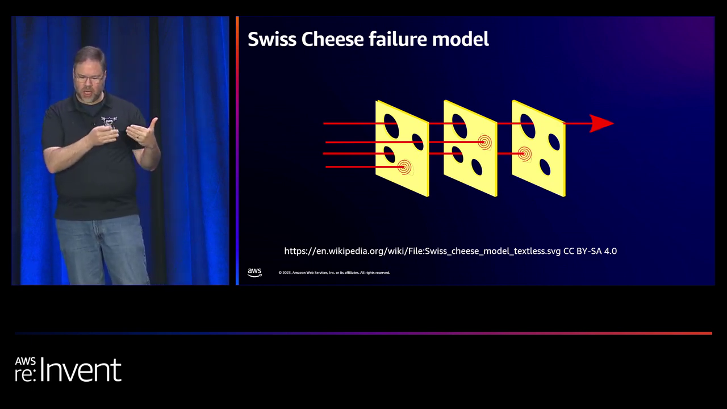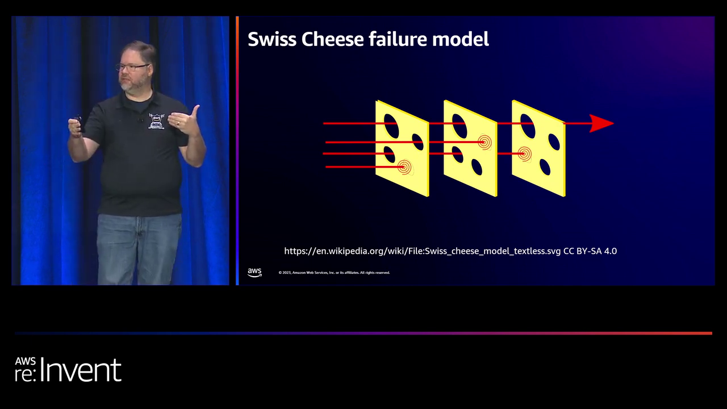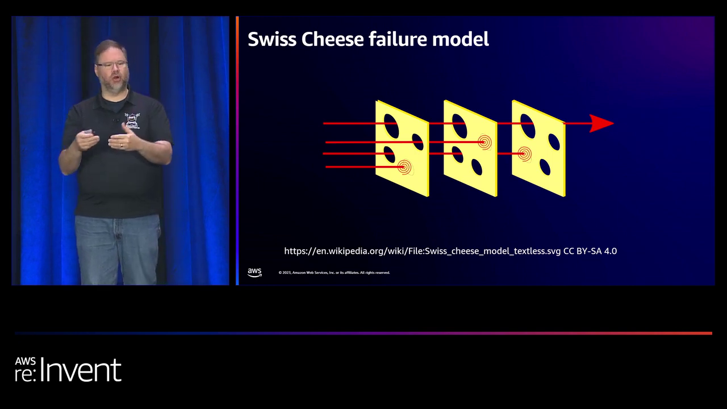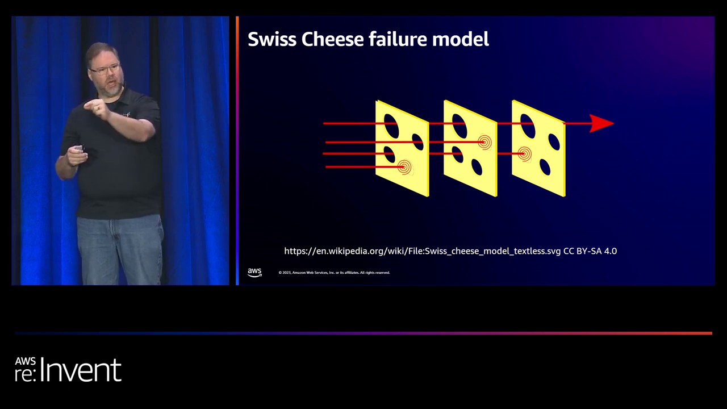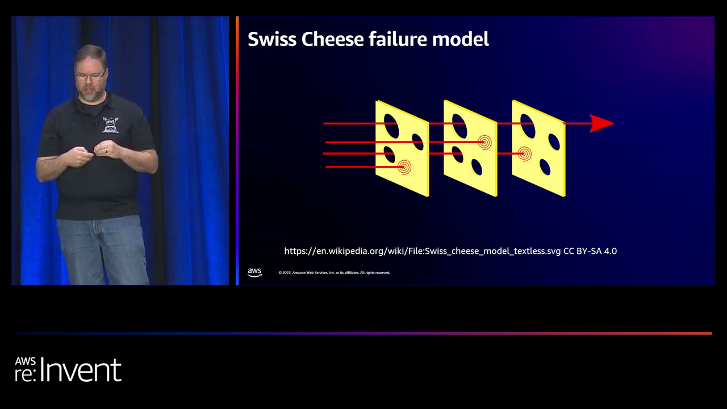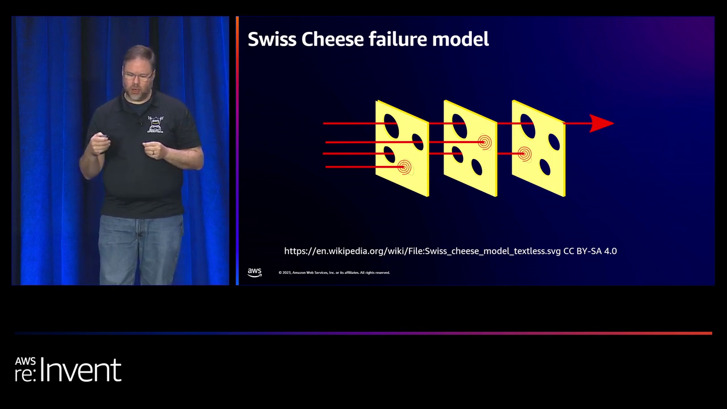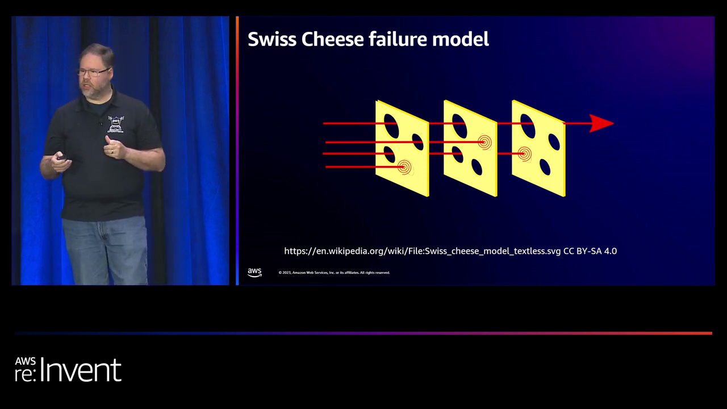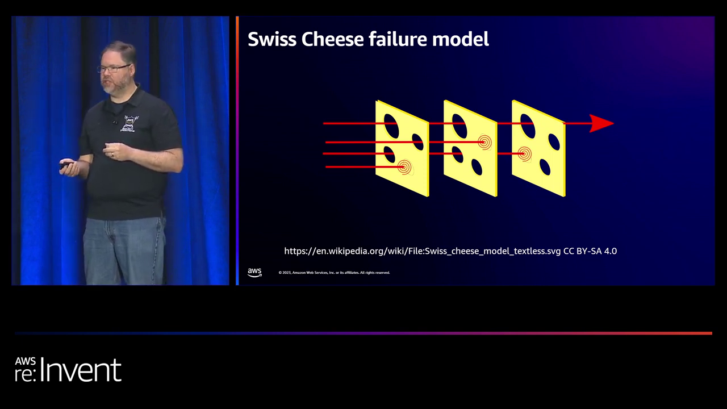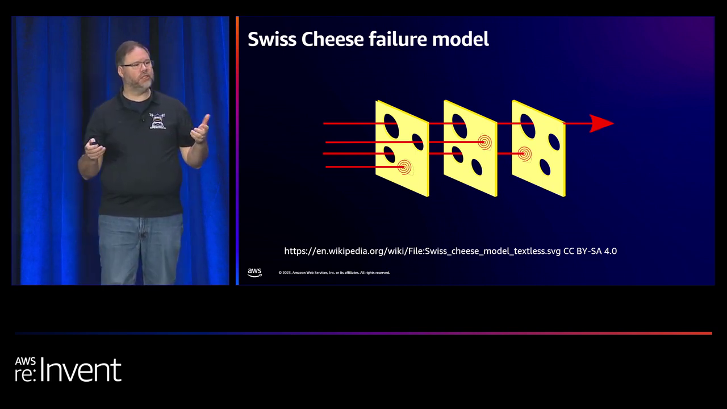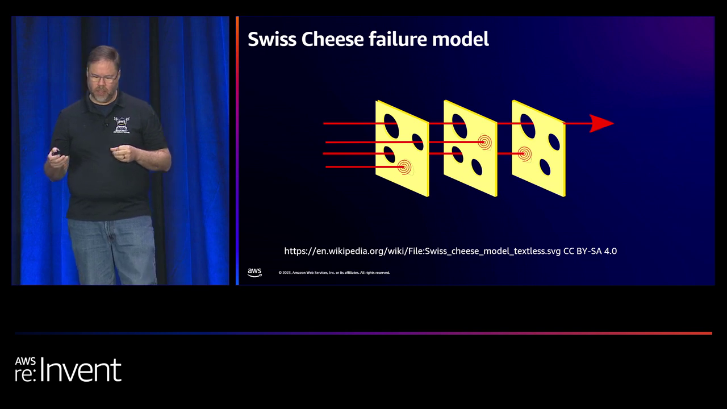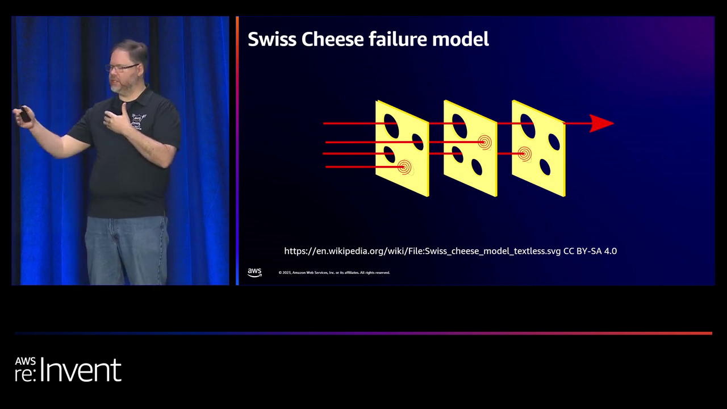And so you stack multiple slices of cheese, and they stop more and more potential failures. But no matter what you do, no matter how many slices of cheese you stack, there's always going to be a path through where something can happen. And so in security, this is often called the attack chain or the kill chain. It's a good model, and usually when people say defense in depth, this is what they're talking about. They mean having more slices of cheese.